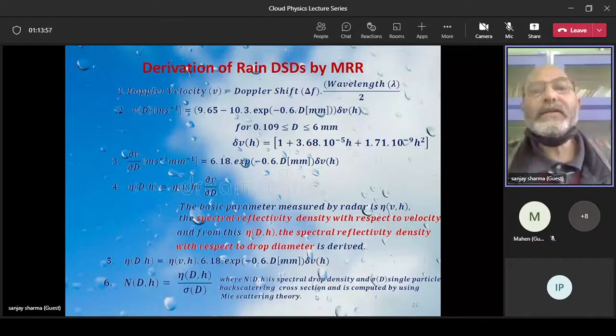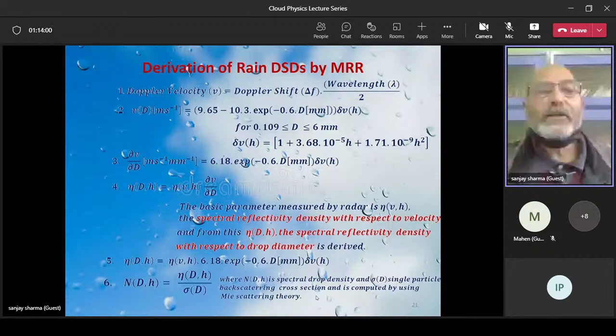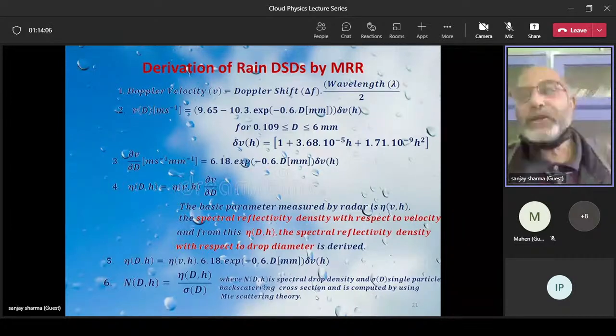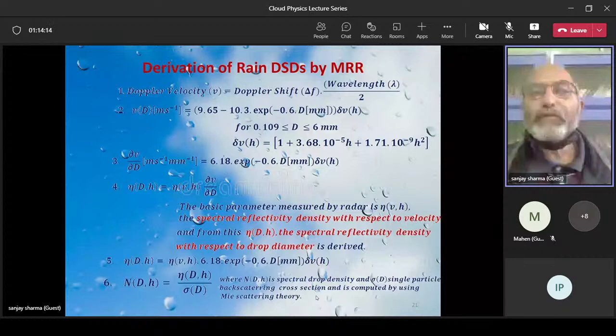So with the help of Doppler shift, we can calculate the Doppler velocity. The expression is Doppler shift multiplied by the wavelength of the radar. Here it is a 24.4 gigahertz Ka band. So if we multiply half of the wavelength with the Doppler shift, we get the Doppler velocity.